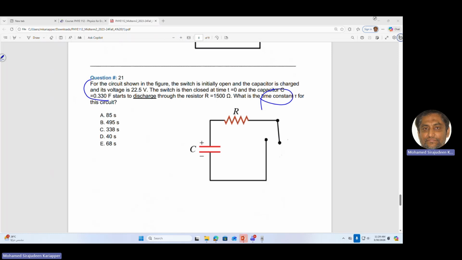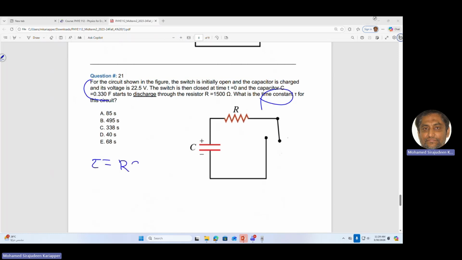For the time constant, all you need is the value of R and the value of C. So time constant is equal to R times C. R is equal to 1500. Make sure you put that in ohms, okay? Ohms is the SI unit for resistance. And C is 0.0330. Farad, not microfarad, farad is the SI unit for capacitance. So can somebody tell me the answer? B. Please don't make a mistake. Okay, right. Now let's go to number 22.